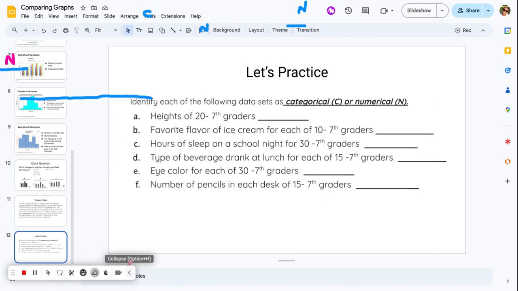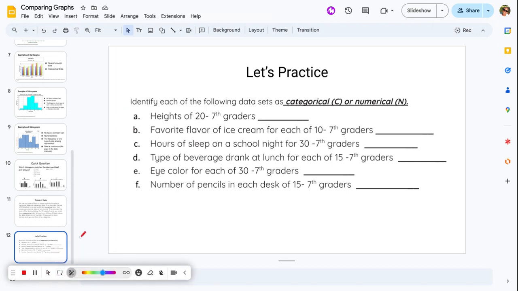So now what I want you to do is identify each of the following data sets as categorical data, so you would make a C, or numerical data, an N. Let's do the first two together. It says heights of 20 7th graders. Heights we think of in numbers, so that would be numerical data.